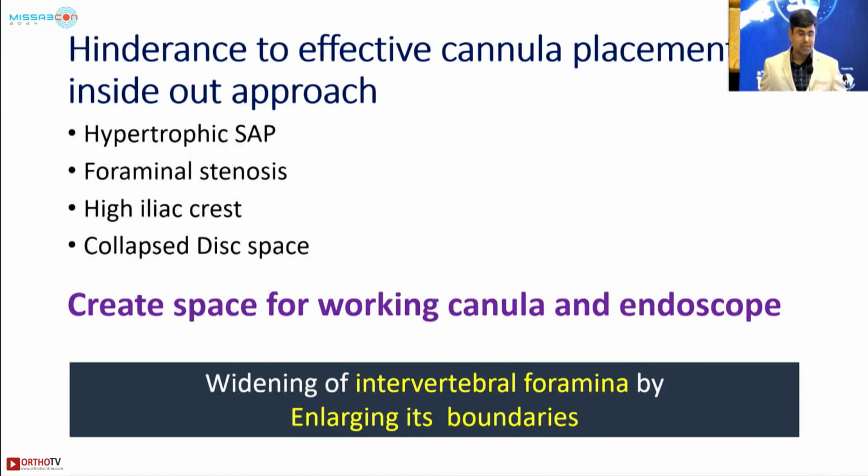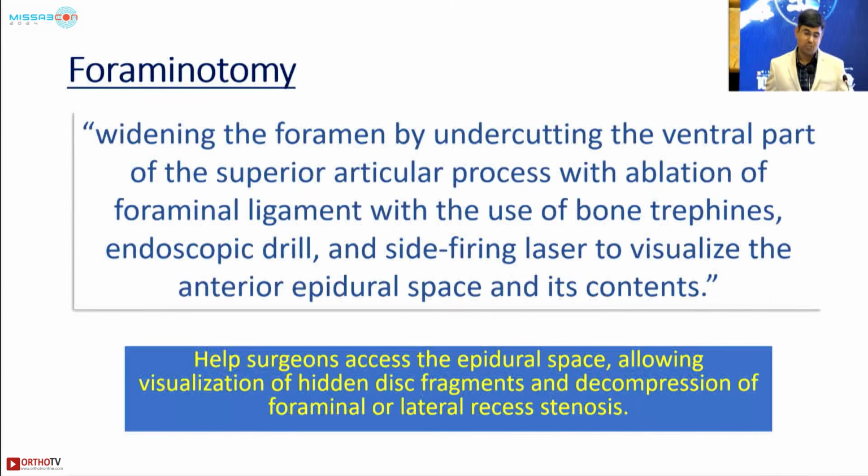But sometimes there will be hindrance to the effective placement of the cannula and also the inside out approach due to the hypertrophic superior articular process, foraminal stenosis, high iliac crest, and due to the collapsed disc space. In such situation, we need to create a space for a working cannula and endoscope to pass. This we can do by widening the internal vertebral foramina by enlarging its boundaries by the foraminotomy, which is defined as widening the foramina by undercutting the ventral part of the SAP with ablation of the foraminal ligament.